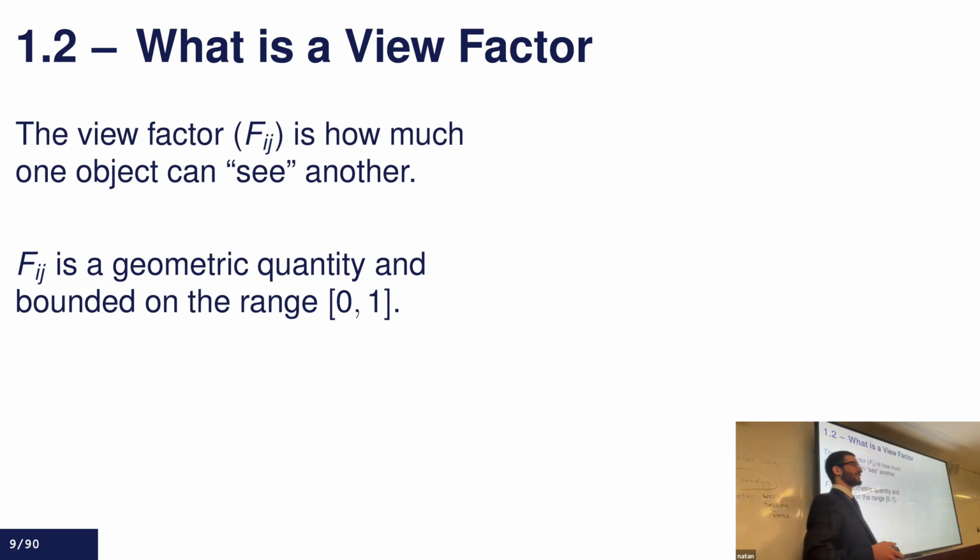It can't take up a negative percentage of the field of view, and also can't take up more than 100%. Neither of those situations makes any sense. So that's our value, F_ij.